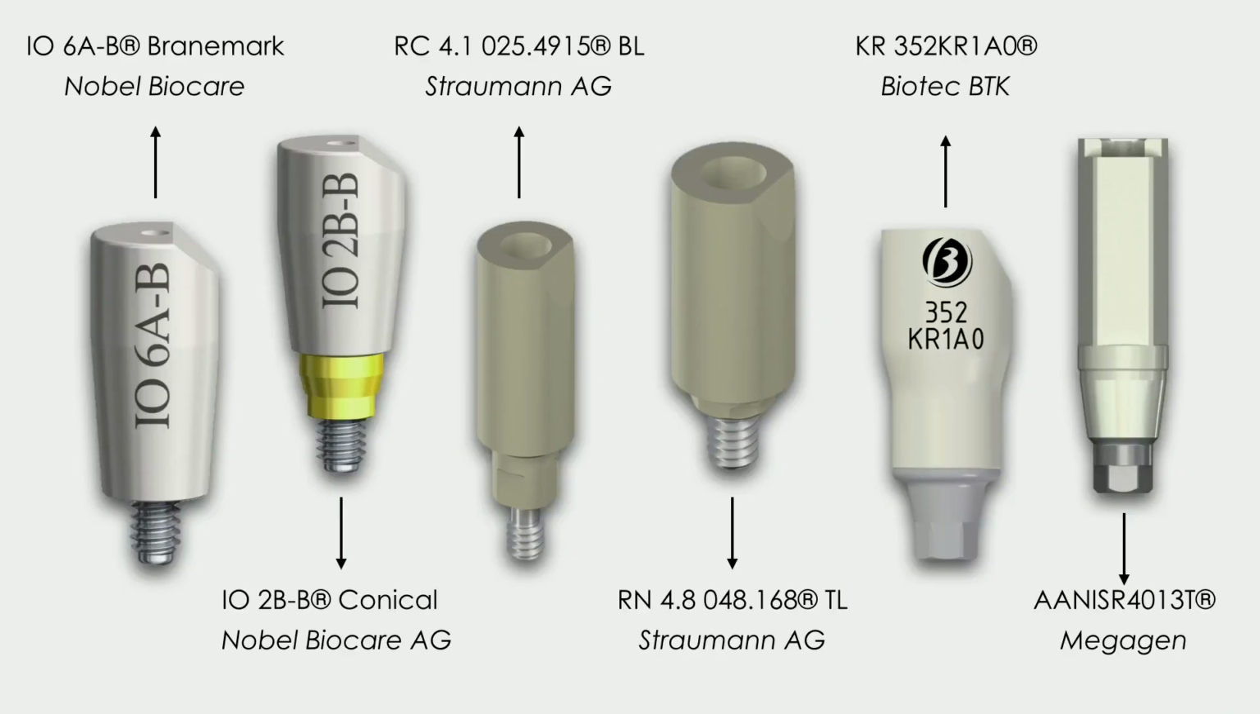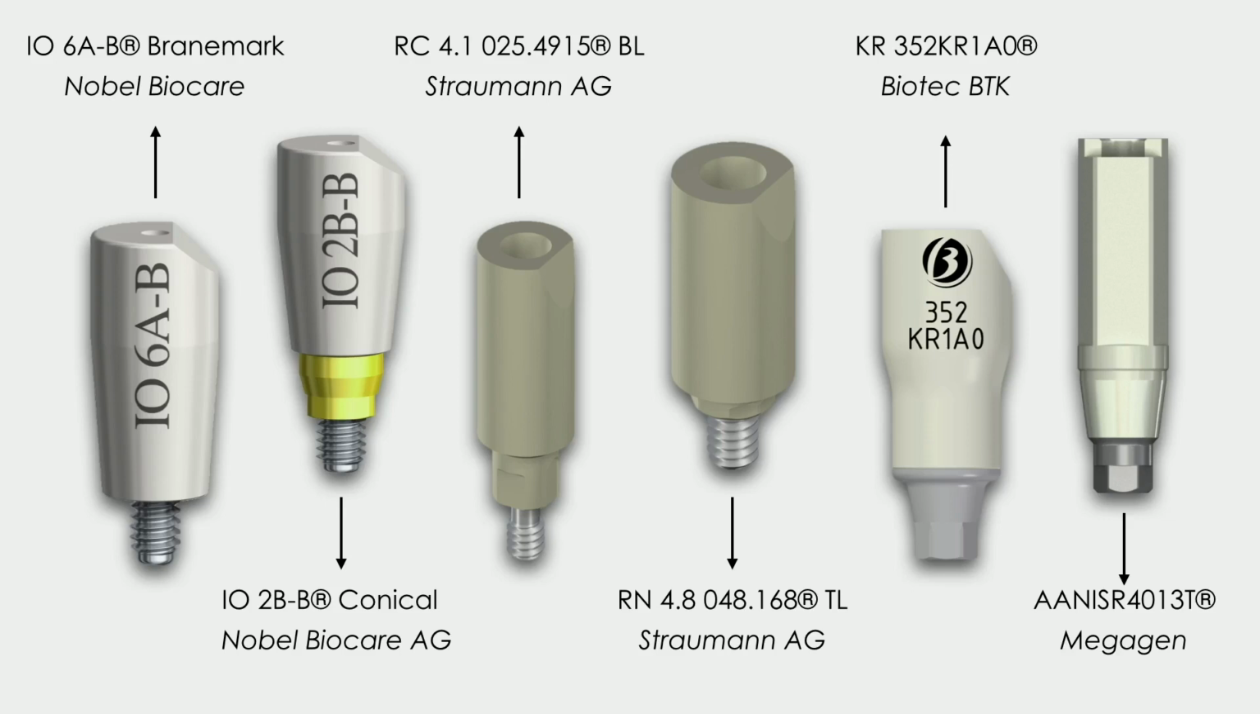The reference files we obtained through the analysis, evaluation and measurements made on the library file provided by the manufacturer. So these were the 6 scan bodies that we evaluated: 2 from Nobel Biocare, 2 from Straumann, 1 from BTK, and 1 from Megagen. As you can see, they are very different from each other. The first one from Nobel is a flat-to-flat connection, an external hexagon. Then we have a conical connection from Nobel Biocare.